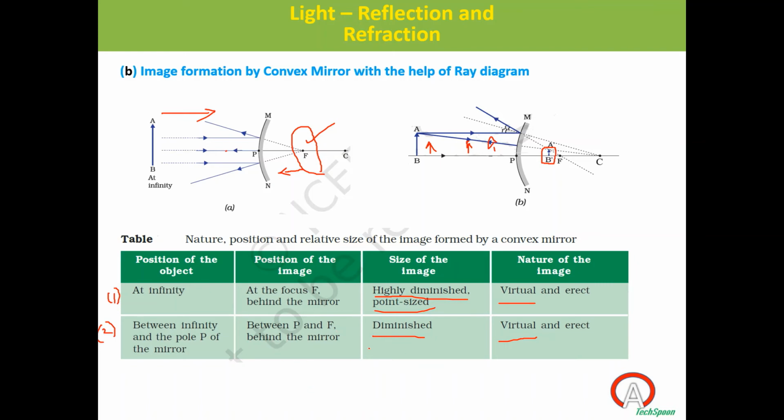Only two positions. Very simple, but you have to compare and study. And always you are getting an erect image. So, in the case of a convex mirror, the image that you are getting is always virtual and erect, a straight image. And the size of the image is always diminished. Any doubt? Is it clear to all of you?